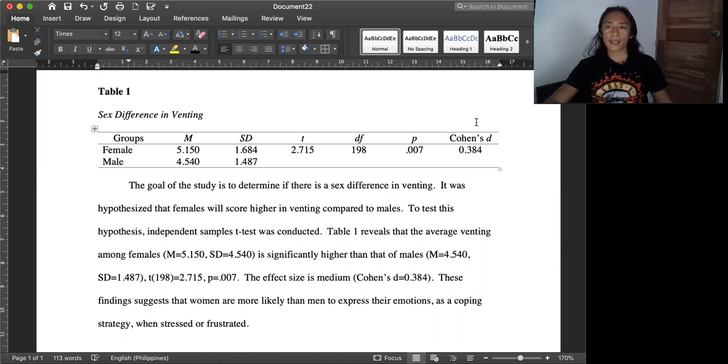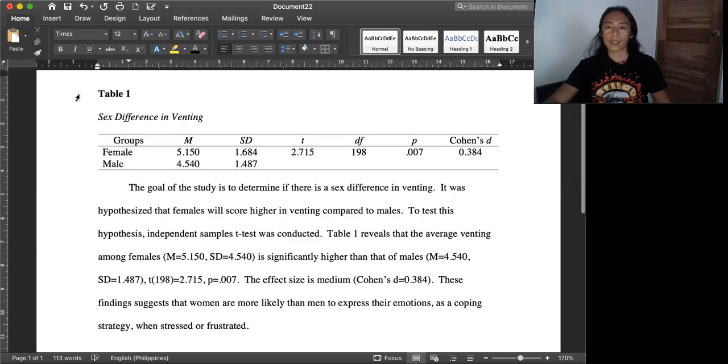All right, so finally, we have now come to the part wherein we're going to talk about how to write a report for t-test. Specifically, our example is a product of independent samples t-test. But please take note that the manner by which we write the report for paired samples t-test is practically identical to the way we write a report for independent samples t-test.